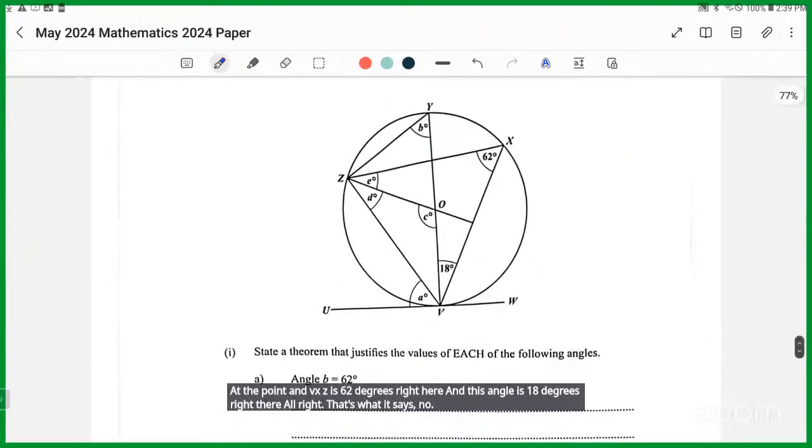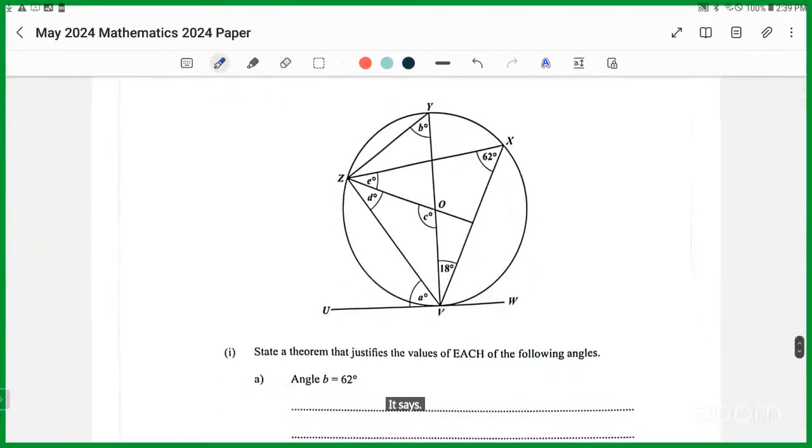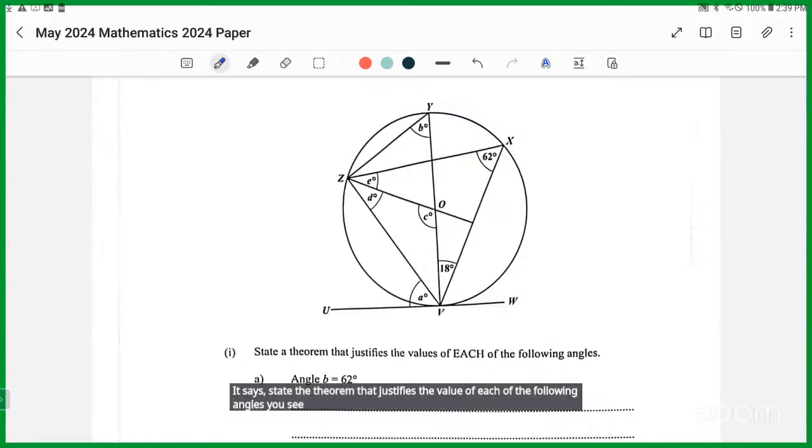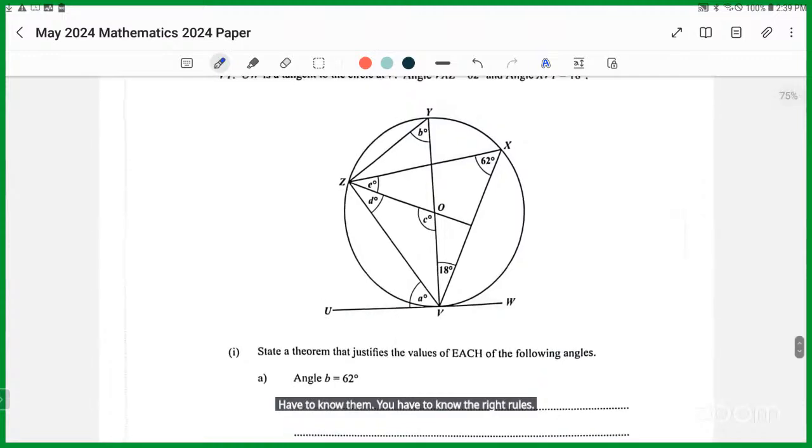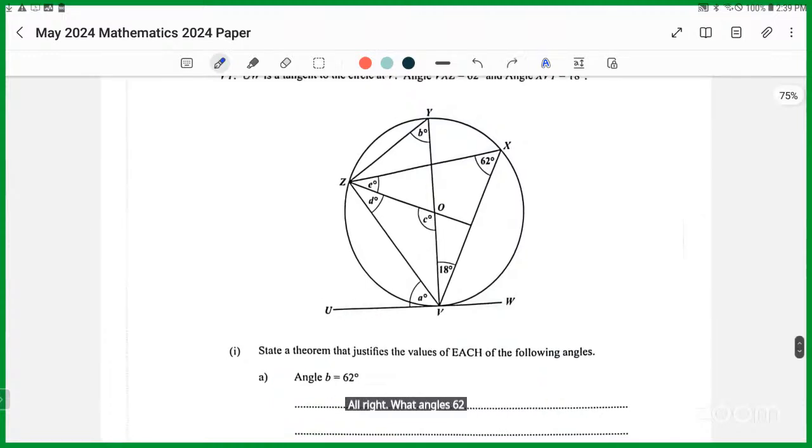It says, state the theorem that justifies the value of each of the following angles. You see it? This question is forcing you to write the rules. So you have to know them. You can't just write the answers and not put in the rules. You have to know to write the rules. All right. What angle is 62? Angle B is 62. Angle B is this one.